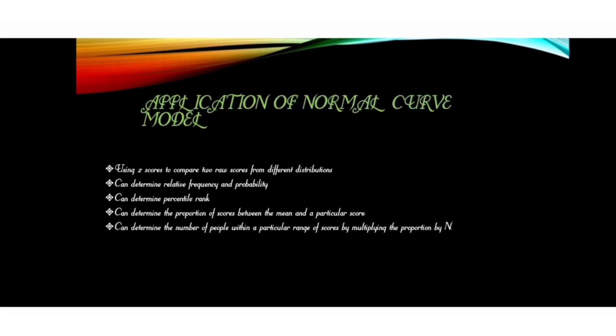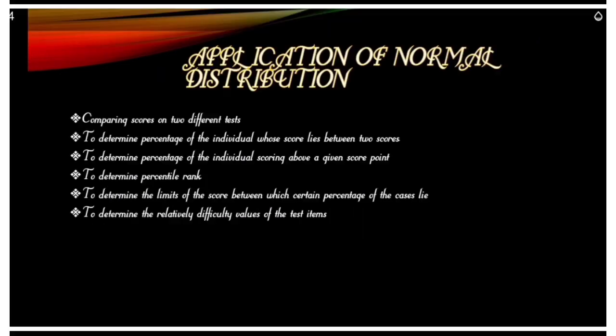deviation. Application of the normal curve model. Using z-scores to compare two raw scores from different distributions, we can determine relative frequency and probability, determine the percentile rank, and also determine the proportion of scores between the mean and a particular score. We can determine the number of people within a particular range of scores by multiplying the proportion by n.